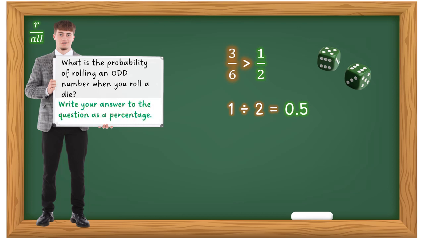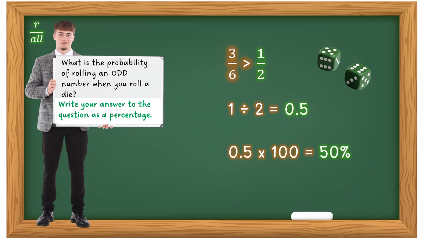Now the final thing you may be asked to do, you may be asked to write your answer to the question as a percentage. Again, this is fairly simple. You just take the decimal you've created and you multiply it by 100. And you can see 0.5 times 100 is 50%. And you can see all these things mean the same thing, a half, 0.5 and 50%.